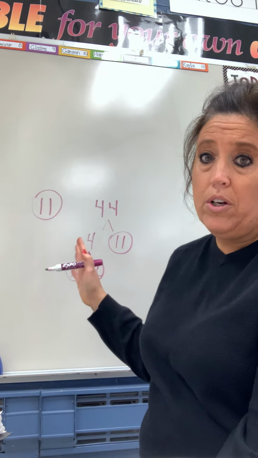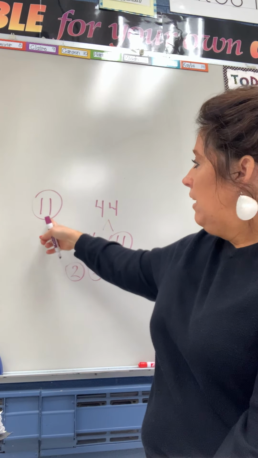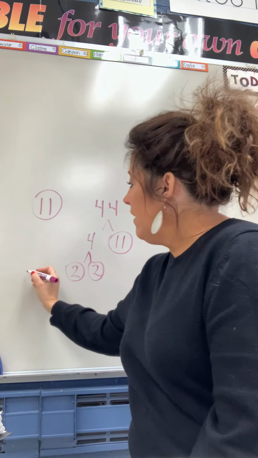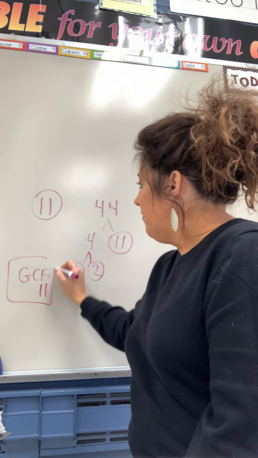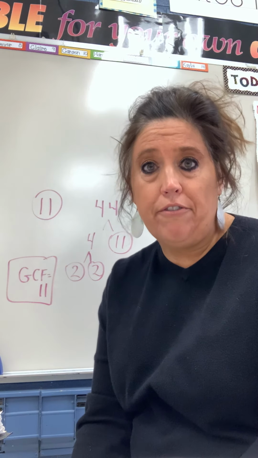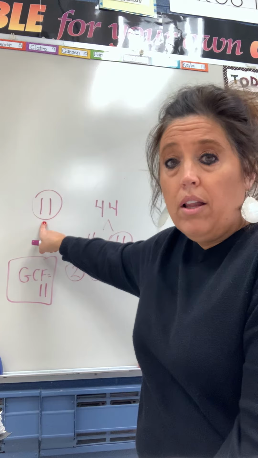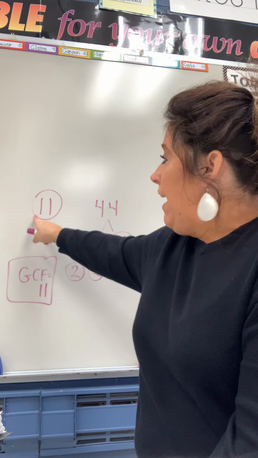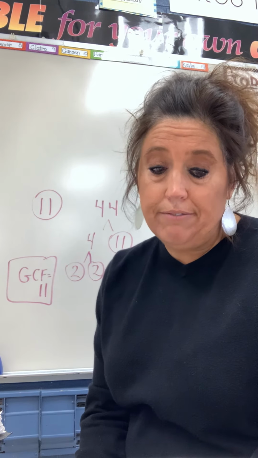Then we go back to see which one is common. Well, 11 is the common one. So therefore, the greatest common factor would be 11. The greatest common factor of 11 and 44 is 11. If you would rather, you can write all of the factors of each number and then find the greatest one. That's fine too, if you'd rather do that.